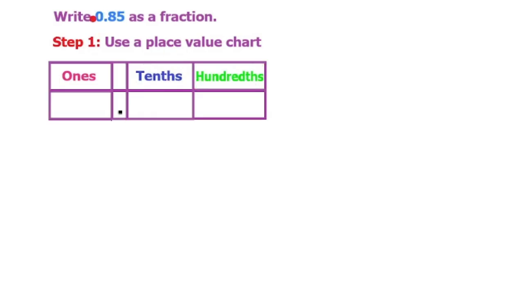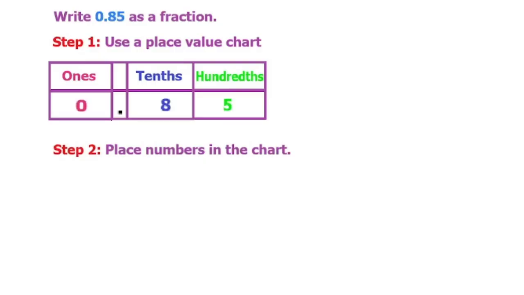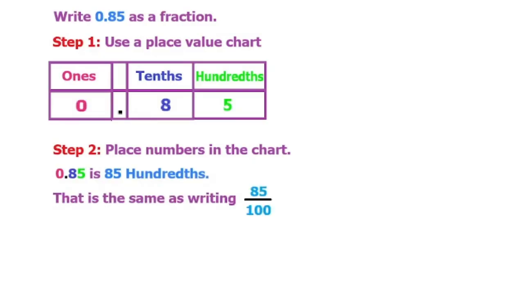So this is the ones, this is the tenths, and this is the hundredths on this number. So put the numbers in the chart. That's how it looks. At this point, we could see that 0.85 is 85 hundredths. So what does that mean? That is the same as writing 85 over 100. 85 hundredths is the same as this. So it's already in a fraction form.